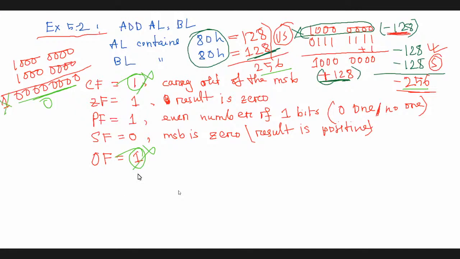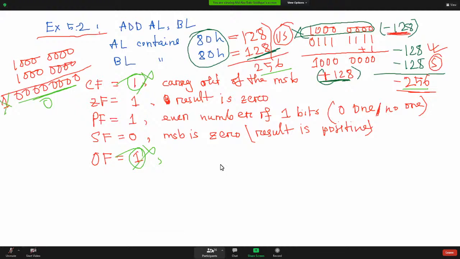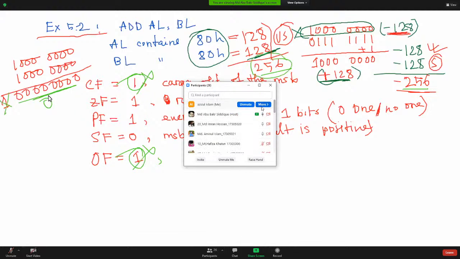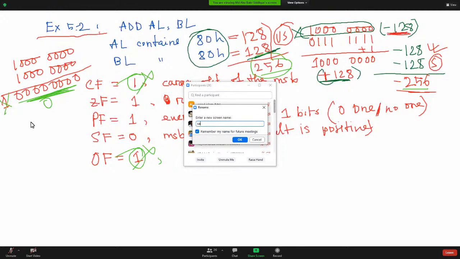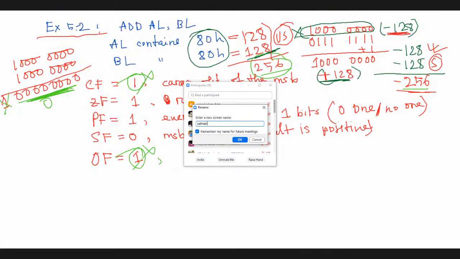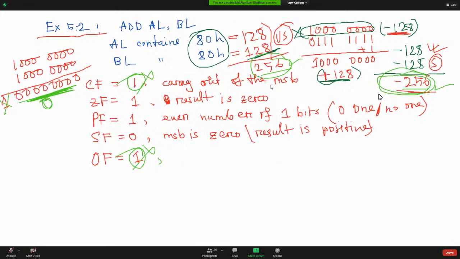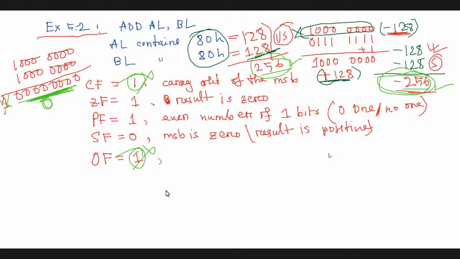Is it okay now? Yes. So this is the unsigned interpretation. You should get 256. You did not get 256. You get 0. That is incorrect. This is the signed interpretation. You should get minus 256. You did not get minus 256. You did not get plus 256. Both are incorrect. That's why both are 1. So signed overflow occurred.